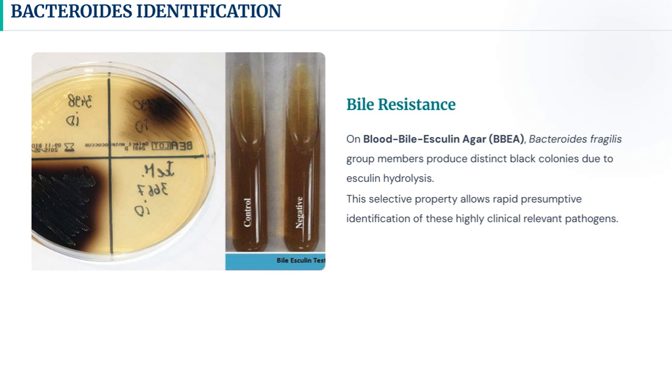On this agar, Bacteroides fragilis group members show up as distinct black colonies. That black color comes from esculin hydrolysis, a chemical reaction unique to them. Plus, these bacteria resist bile, which helps us pick them out quickly and accurately. This selective property speeds up their identification in the lab.